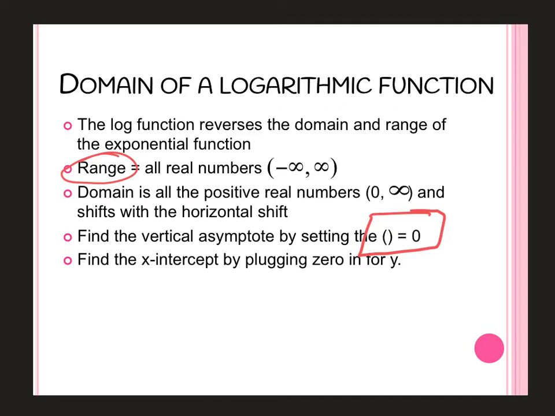You'll see what I mean by that in a second. And then to find the x-intercept, just like you would if you were finding x and y-intercepts for cubic functions or quadratics or anything like that, you plug 0 in. So if you're finding the y-intercept, you plug in 0 for x. If you find the x-intercept, you plug in 0 for y. So what switches for the range? How does it switch? For an exponential function, your domain is all real numbers.